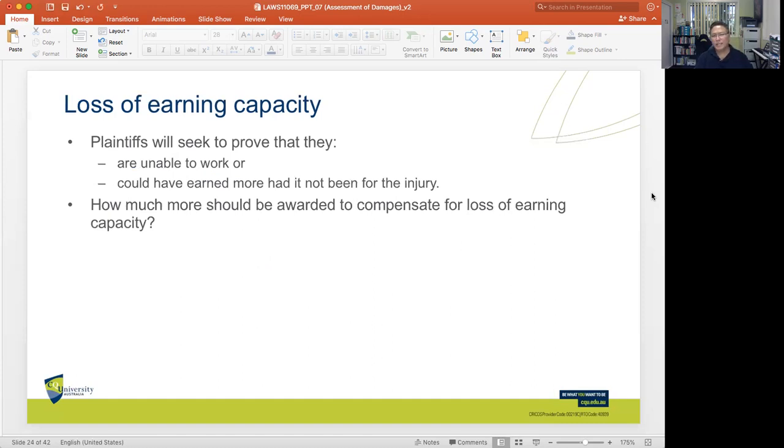Now, what plaintiffs typically do then is that if they had an accident involving the tort of negligence, the plaintiffs will try to prove that they are no longer able to work. So if they were working, they will now say that I'm no longer able to work, so you have to compensate me for my inability to work. Or they will say that I could have earned more had it not been for the injury. So the question is, how much more should be awarded to compensate for the loss of earning capacity?